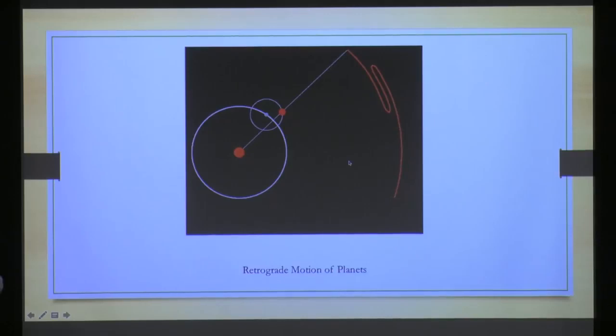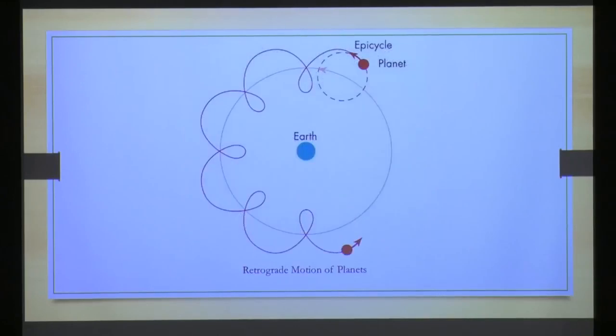And they were very happy. They decided, okay, now we have a system that can explain what we're seeing. And this is what they were seeing. The earth is in the middle and a planet that goes around what we call an epicycle.